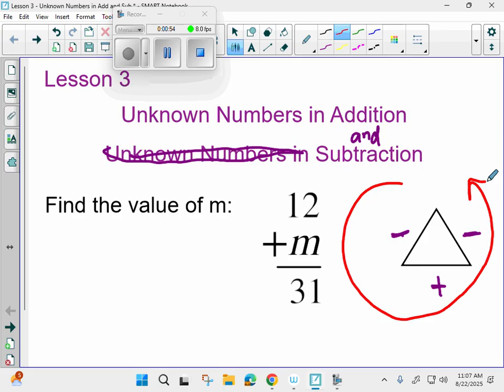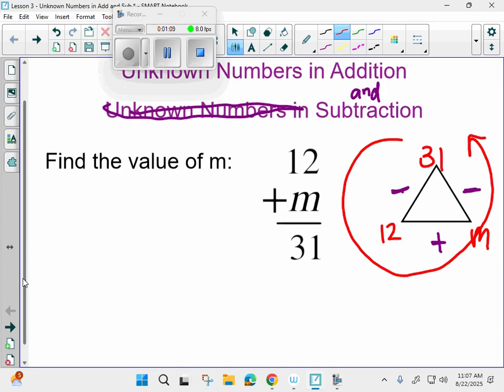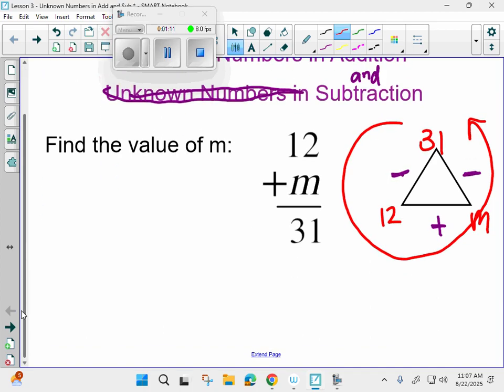All right? Now, when we set this up, we are always going to go this direction when we read. So we're going to fill in the numbers. 12 plus m equals 31. And we're going to start on the bottom because that's where the plus sign is. Okay, we always go in that order. You're either going to be starting here or here basically every time because it's either add or subtract. So we are adding, so we're starting at the bottom and we go in this lovely circle.